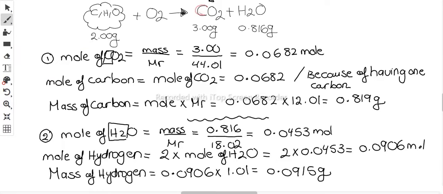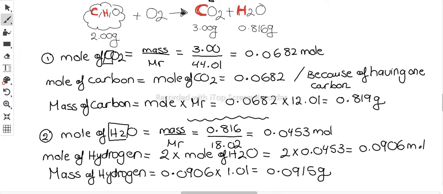According to step number 1 and step number 2, from the carbon dioxide, I actually calculated the mass of carbon, which is presented inside my formula of vitamin C. From the water molecule, I focused on the number of hydrogens as mass presented inside my vitamin C. From my whole sample of 2 grams, I now know the mass of carbon and the mass of hydrogen.